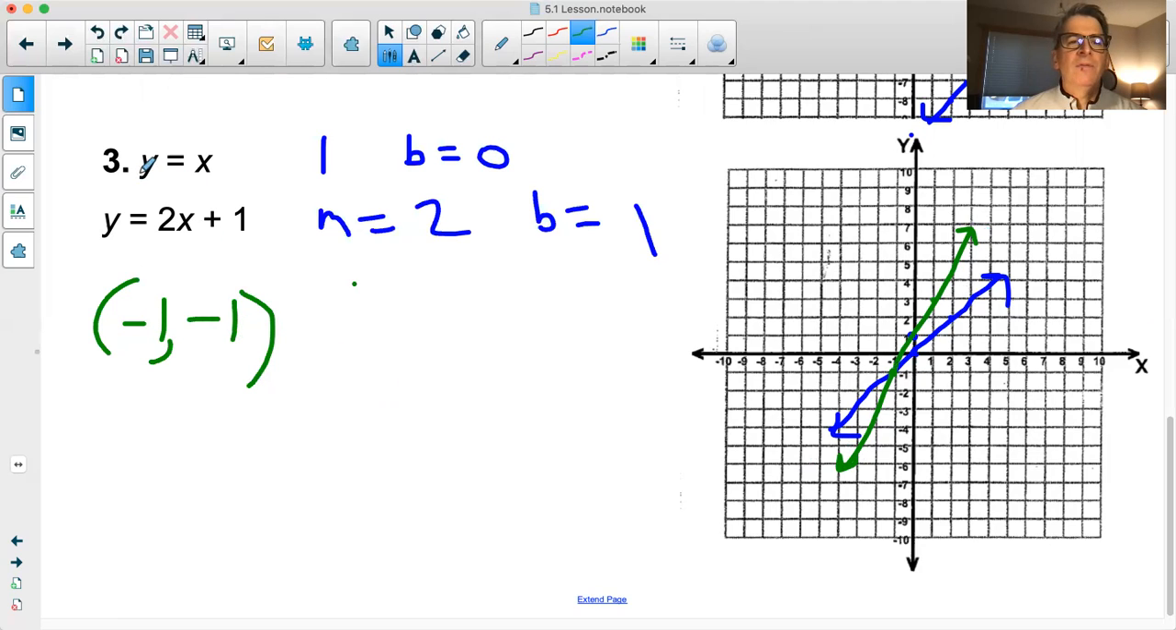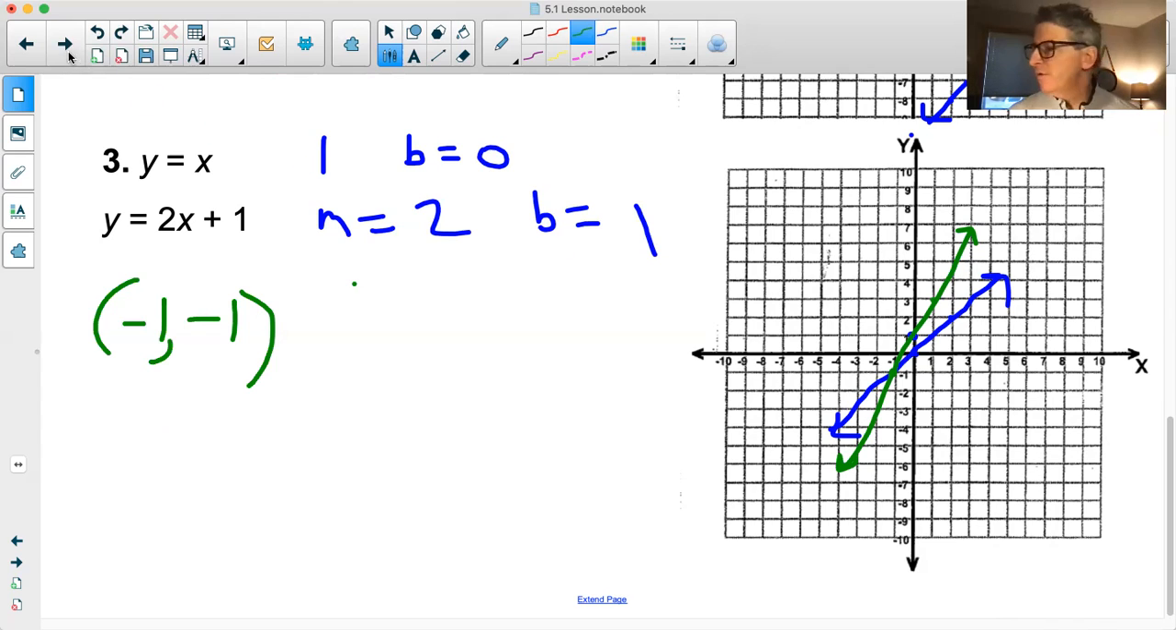Okay, and you can see where y is -1, x is -1. And if x is -1, 2 times -1 is -2, plus 1 is -1. They both check out for that example. And that would be on your own, number 3. And that's on page 204 from your book.